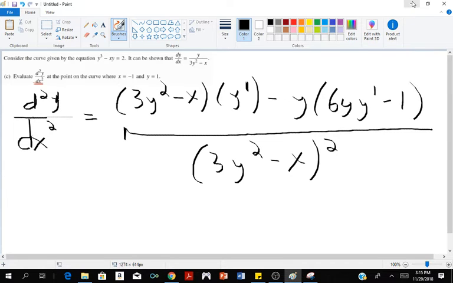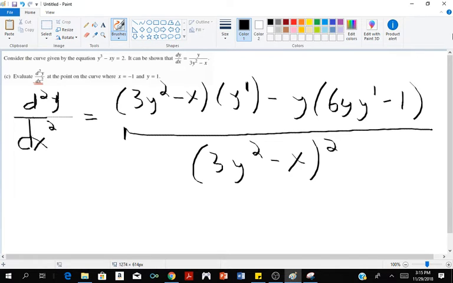So it says, consider the curve given by the equation. It's implicit differentiation, so it shows us that the derivative equals y over 3y squared minus x. And it asks us to evaluate the second derivative at the point on the curve where x equals negative 1 and y equals 1. So we're basically going to take the derivative of the derivative.